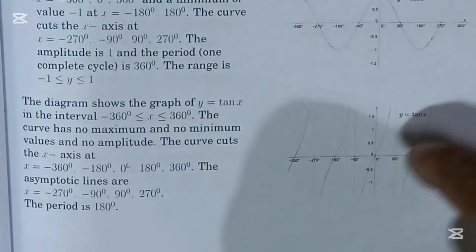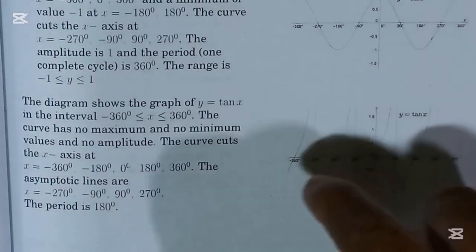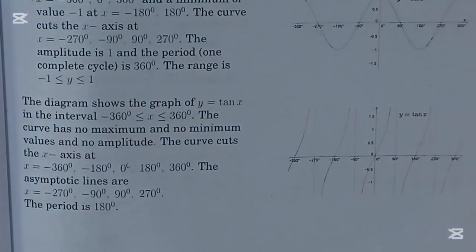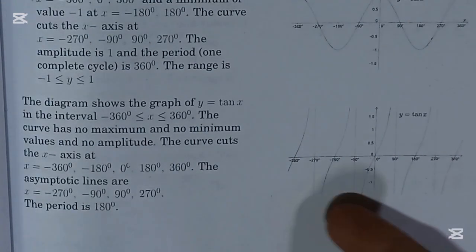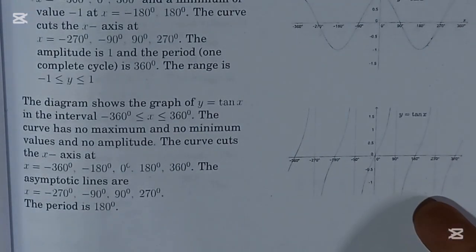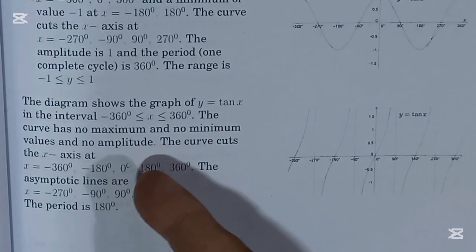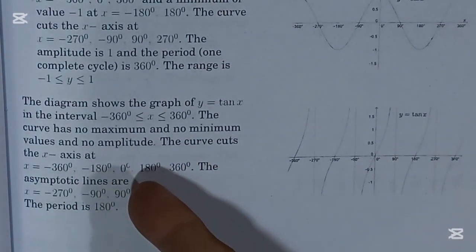Likewise, because the curves are disjointed, it means amplitude is not there, because we are not able to find the maximum and minimum values from the graph. So it means no maximum, no minimum value and no amplitude.